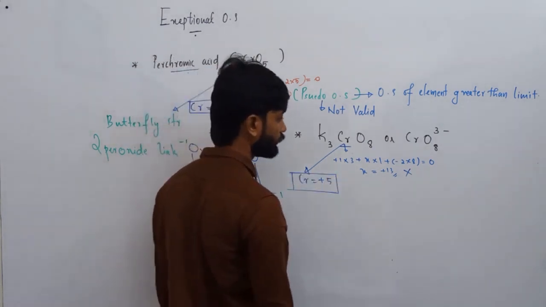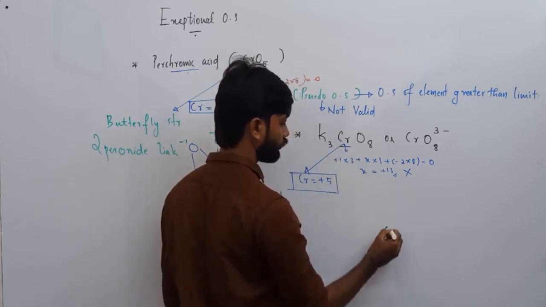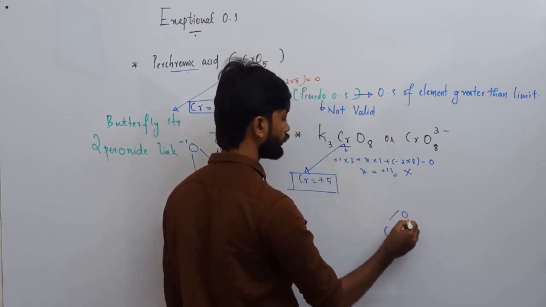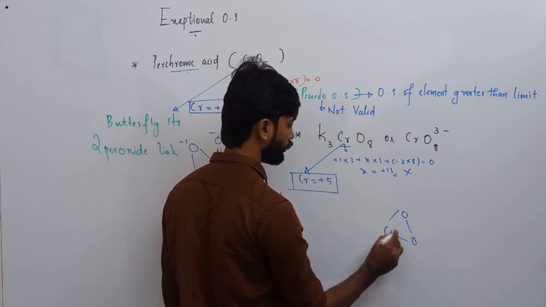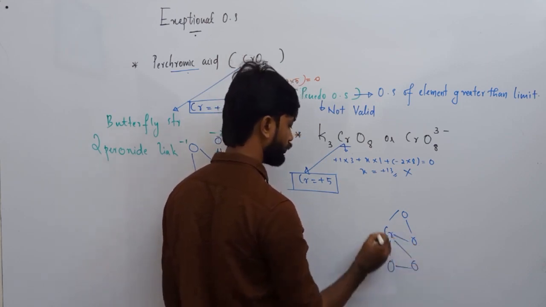Then how does it become like that? Then you have to know the structure of chromium. Here there are 4 peroxide linkages.